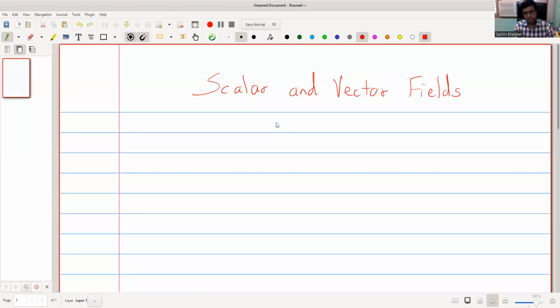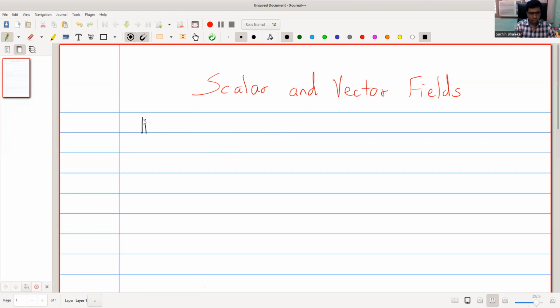Dear students, in this lecture we discuss some basics of multivariable calculus. We are going to discuss scalar and vector fields. So we stick to real vector spaces. So first let us see what is meant by Rn.